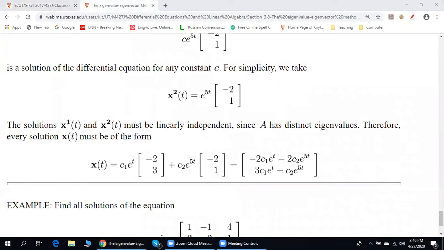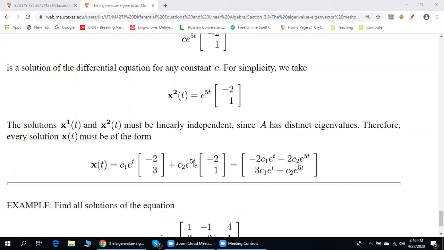I see. If, for example, instead of 1 and 5, we have -1 and -5, all solutions are stable, because if t goes to infinity, e to -t goes to 0, and e to -5t goes to 0. You see it now? Yeah, I see it now.